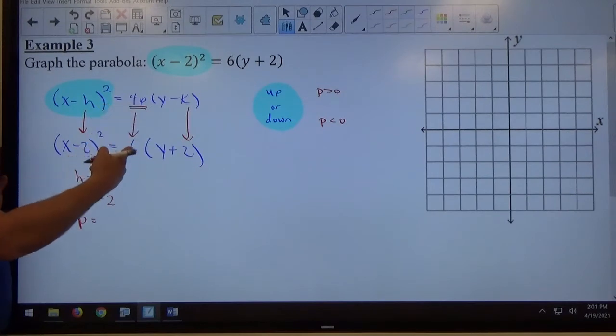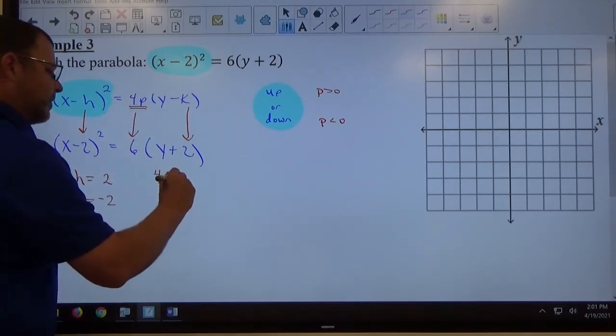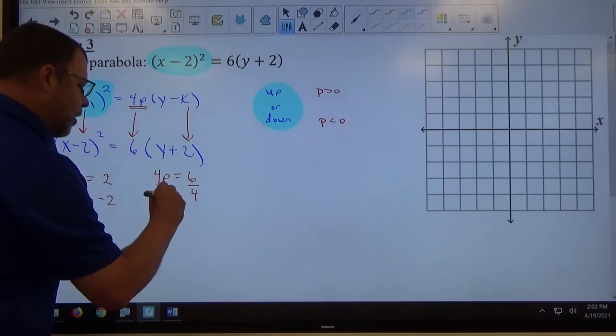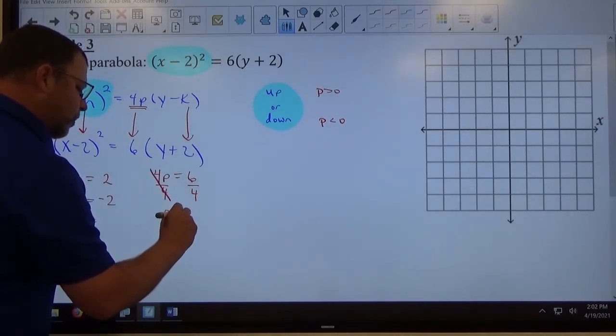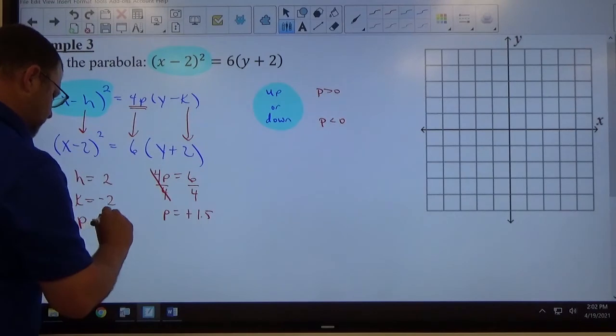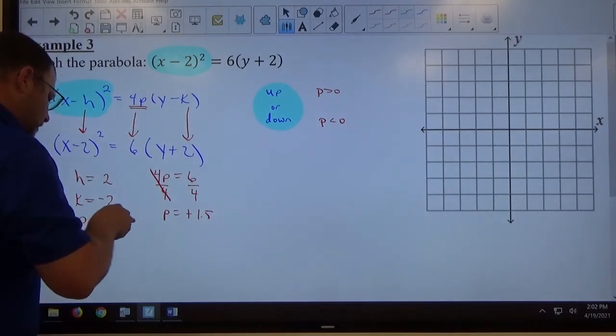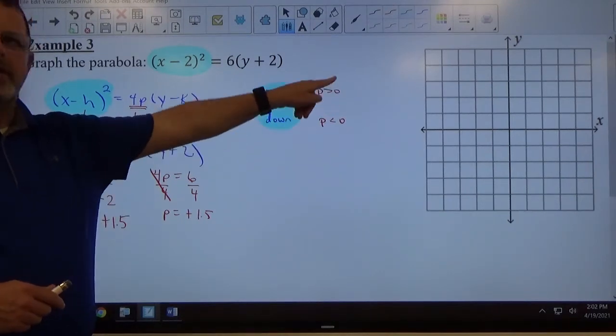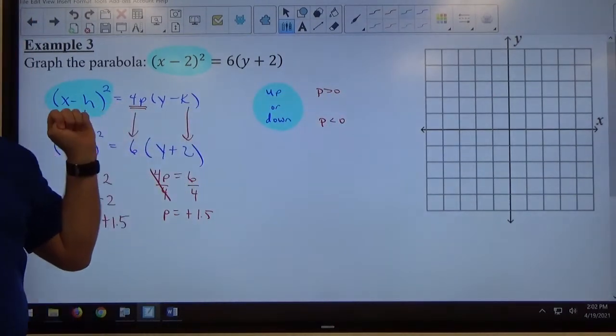Finally, 4p is whatever this number is. So if I say 4p is equal to 6, and notice that's a positive 6, that matters. 4p equals positive 6. Divide both sides by 4, p is equal to positive 1.5. I want you guys, every time you do these problems, to have a plus or minus sign in front of p, because that really matters. Okay, signs matter for the vertex also. HK signs matter, but not as much as they matter for p, because p is either positive or negative, and its sign establishes what direction this parabola is going to go.